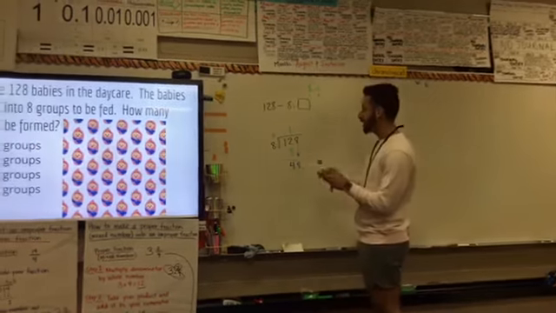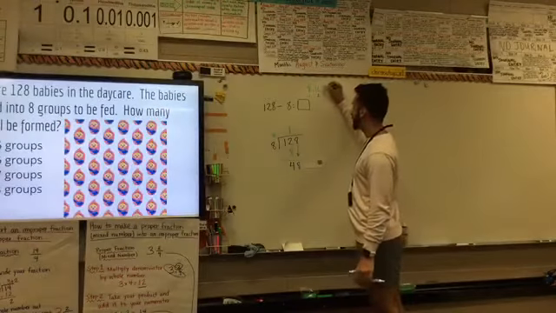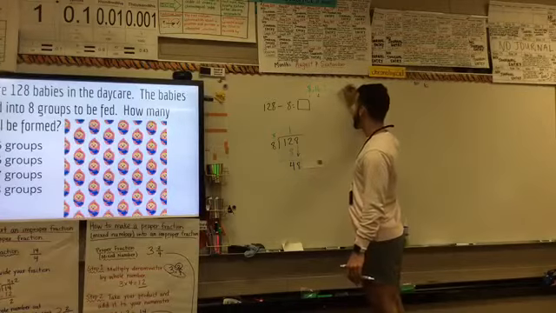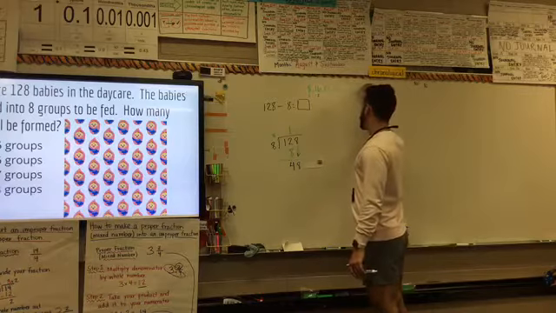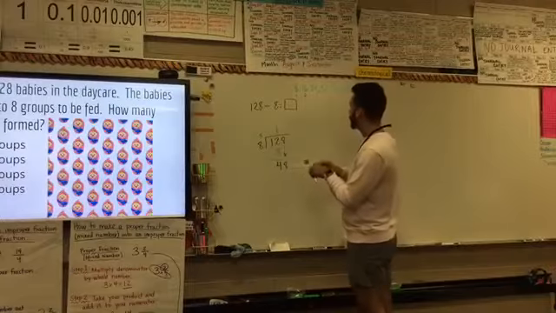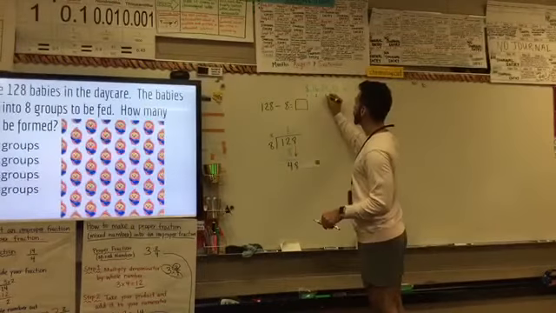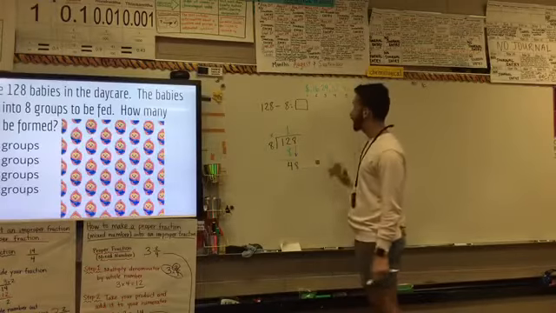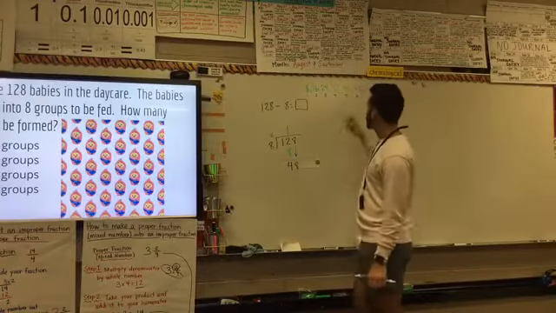Well, we have 8, we have 16. Let's keep counting by 8. 8, 16, 24, 32, 40, 48. Oh, 48. That matches it, right? So this is 1 group of 8, 2 groups, 3 groups of 8, 4 groups of 8, 5 groups of 8, 6 groups of 8. So that 6 groups of 8 equals 48.